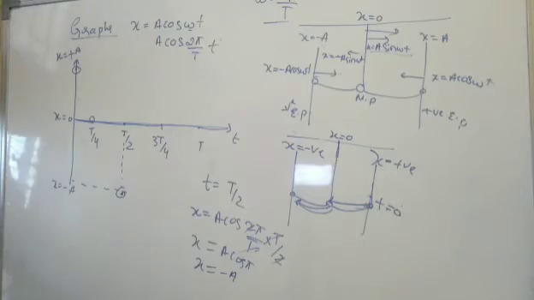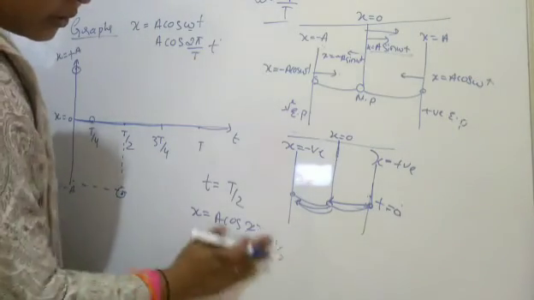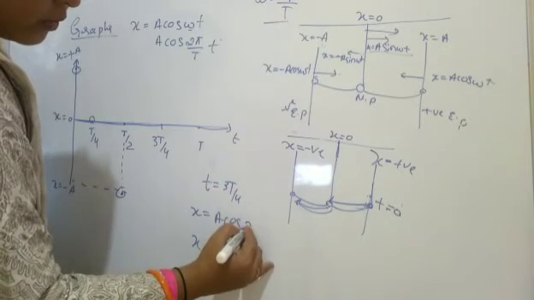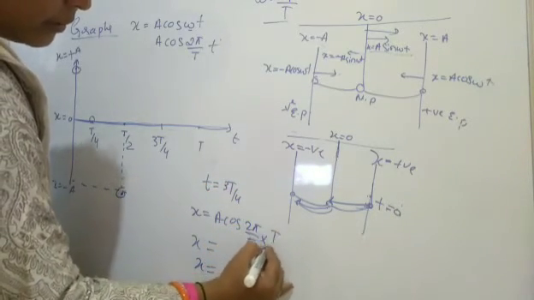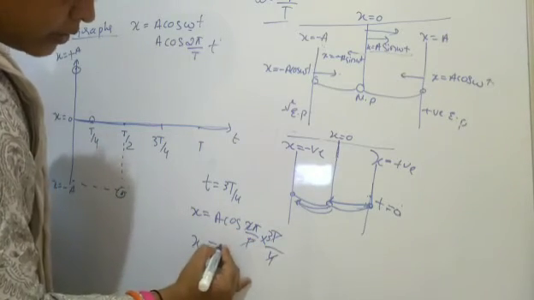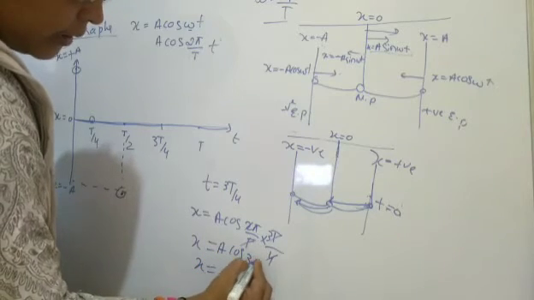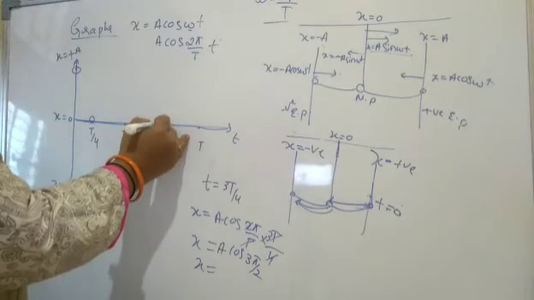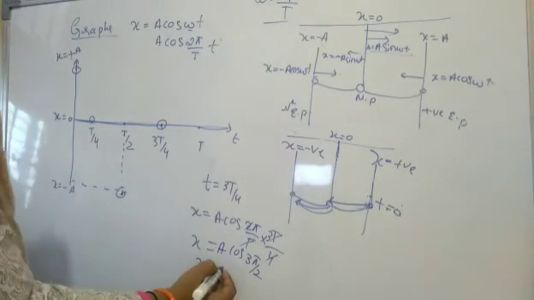Similarly, 3t by 4. Just substitute and check out. So what are you getting? 2 pi by t into 3t by 4. The t gets cancelled, that is a cos 3 pi by 2. Cos 270, again 0. Cos 90 is 0, cos 270 is 0, right? So it is coming 0 only here.